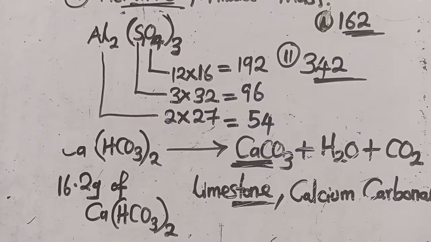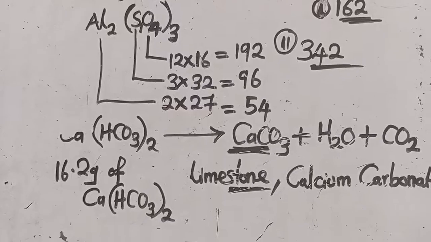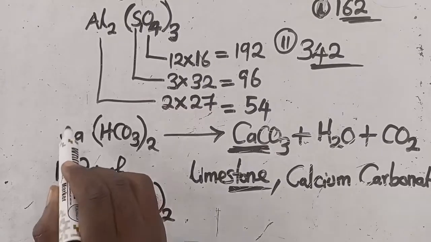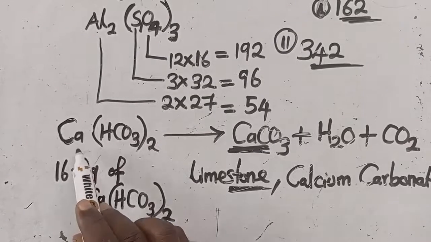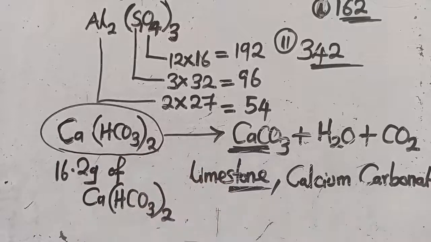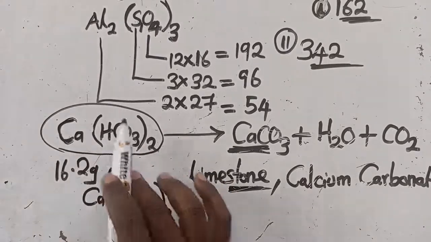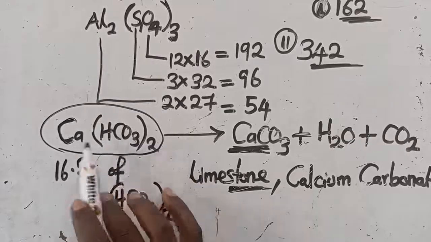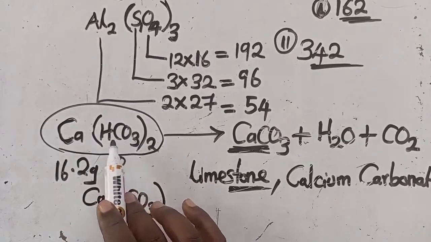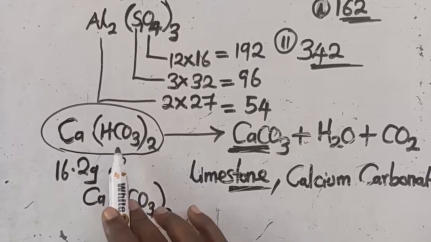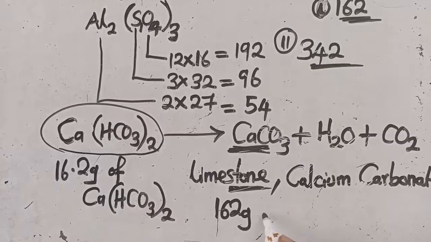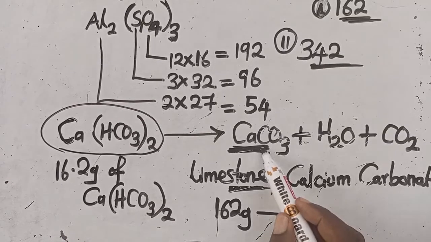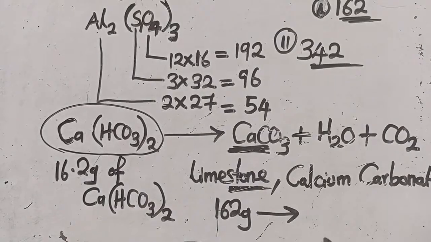Have you seen mass to mass? You say, okay, let me use the formula called mass to mass. So this one is given. What is the mass for this one, calcium hydrogen carbonate? We had to find it at first. It was giving us 162. So 162 grams, I equate it to the calcium carbonate that I'm told to find in this question.